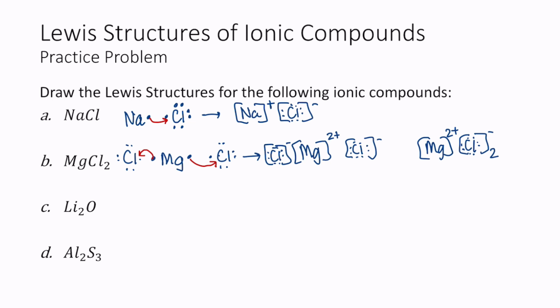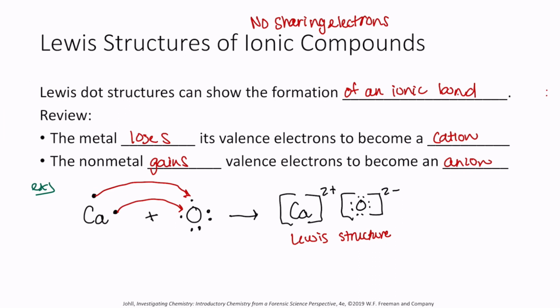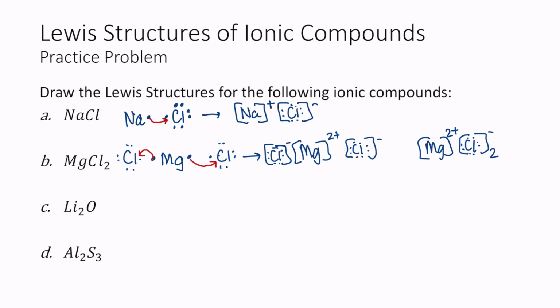All right, go ahead and try lithium oxide and aluminum sulfide. Pause the video, and then you can come back and we'll do them together. Okay, hopefully you have your answers. When you give the Lewis structure of these ionic compounds, it's totally fine with me if you just give the Lewis structure. Remember, this here is the Lewis structure. This is just a visual of showing how you get your Lewis structure. So with the following 2 for C and D, I'm just going to show the Lewis structure.